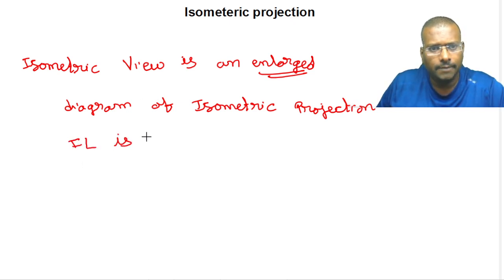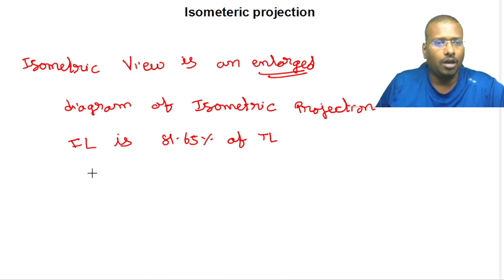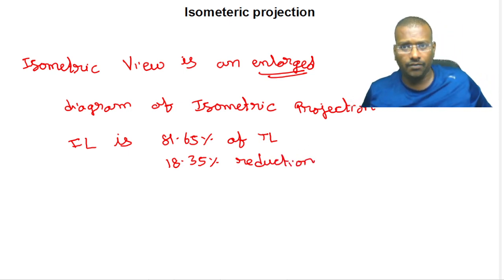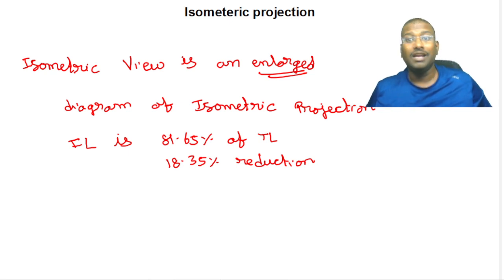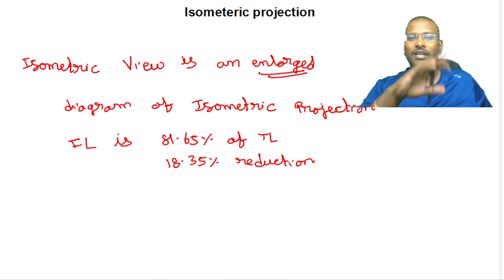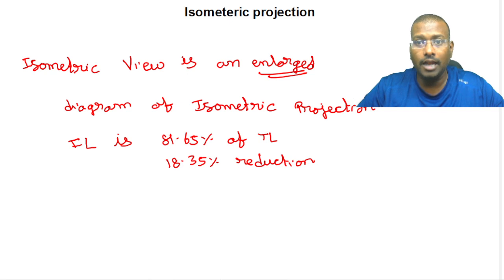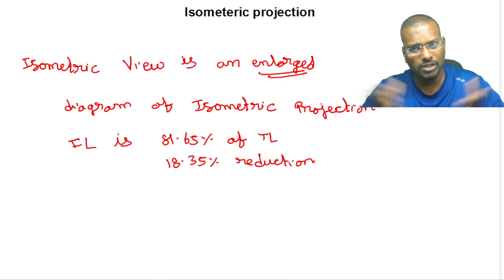Isometric length is 81.65% of true length, or isometric length is 18.35% of reduction. It is a reduction. So most of the people think, sir, isometric view is 18.35% enlarged. No, it is wrong. Isometric view is not enlarged by 18.35%, my dear friends. It is other than that. Sir, how can you know? Just you consider one element.